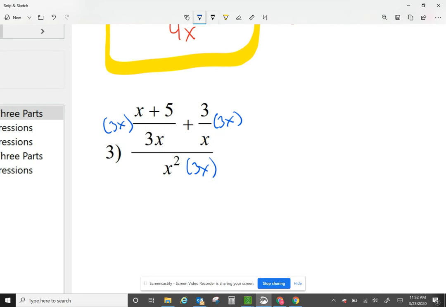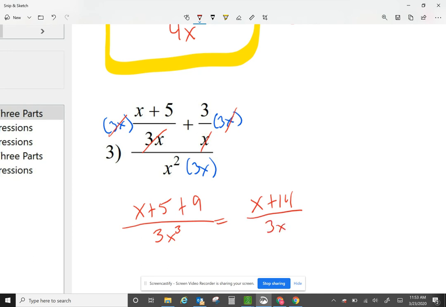All right, so now looking on the first fraction, my 3x with my 3x cancel out. So I have x plus 5. Looking at the bottom, my x with my x cancel out. So I have plus 9. Over, now at the bottom, I'm just going to multiply what I have. So I have 3x to the third. When I simplify this, on the top I have x plus 14. At the bottom I have 3x to the third.